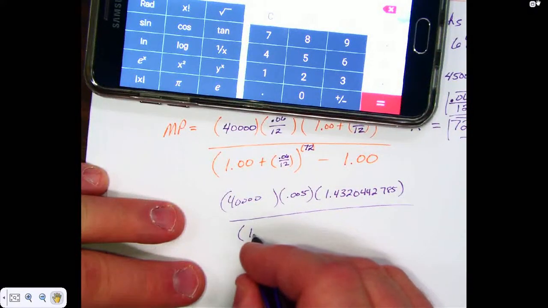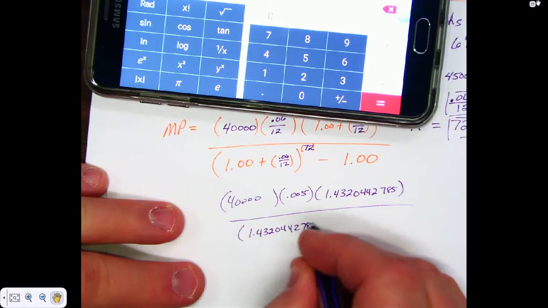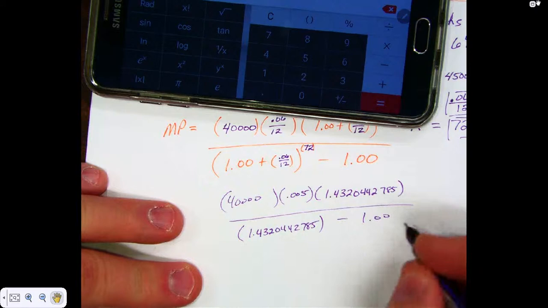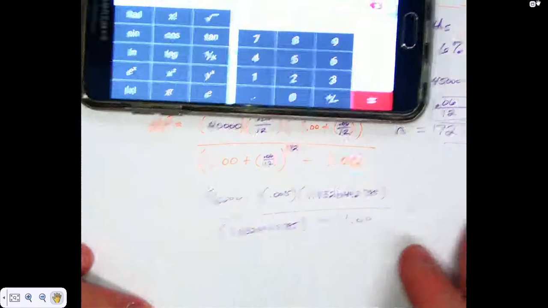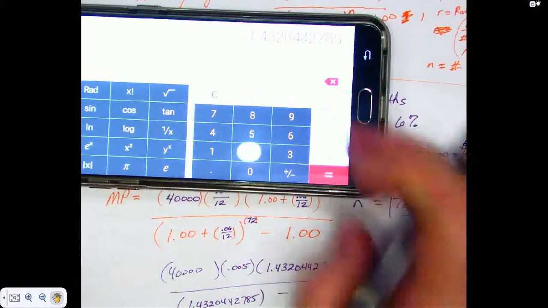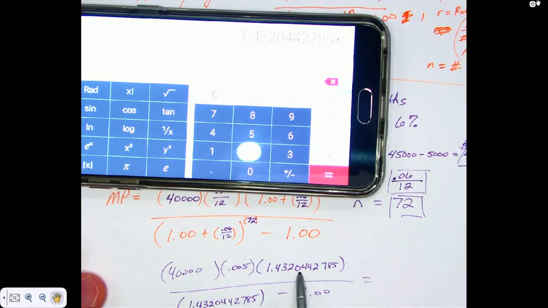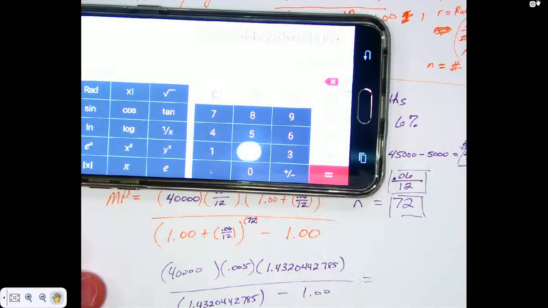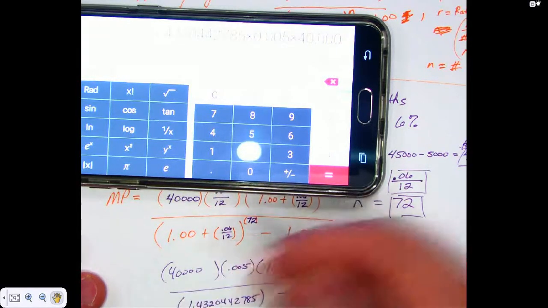here and put what? 1.4320442785 minus 1.00. So now it's a matter of just figuring out what's on top, what's on bottom. So I'm going to take this number here and I'm going to multiply it times what? 0.005. Then I'm going to multiply it again times what? 40,000.